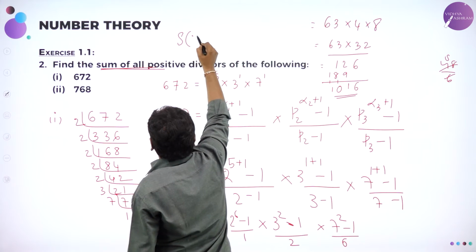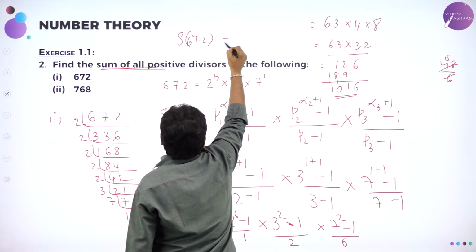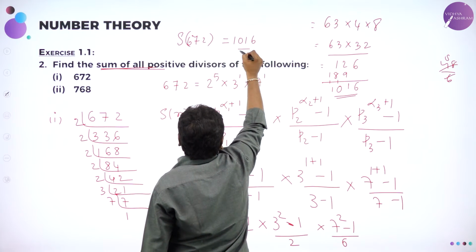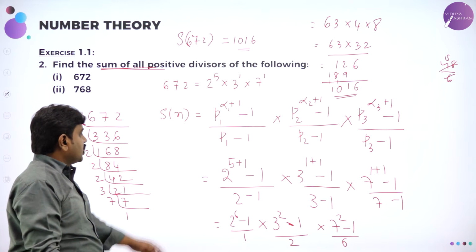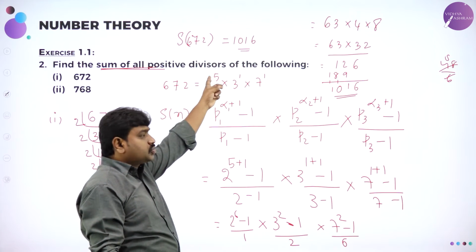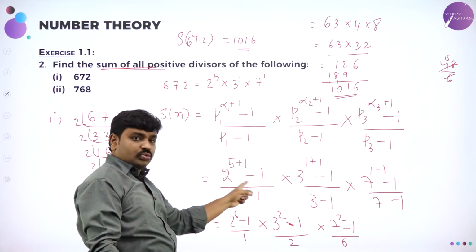Sum of divisors of 672 is exactly 1016. This is the sum of divisors. I hope all of you understood this. So solve it carefully. 2 power 5 plus 1, you add to the power, subtract 1 from the base, divided by base 2 minus 1.